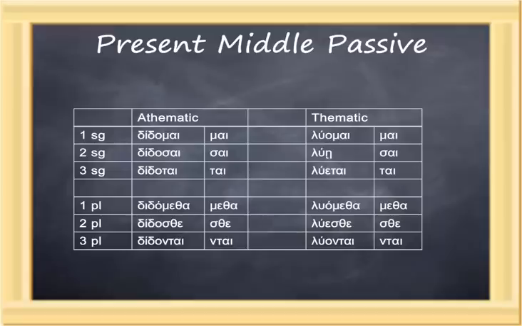So, for example, in the present middle passive, mai, sai, tai, metha, sthe, ntai, all of those endings that we learned long ago show up perfectly with the athematic verb: didomai, didosai, didotai, didometha, didosthe, didontai. Whereas in the thematic, we get that contraction with the psi in the second person singular, leading to lu-e-sai. The thematic form is the more irregular one.